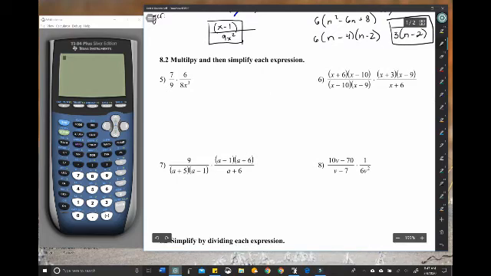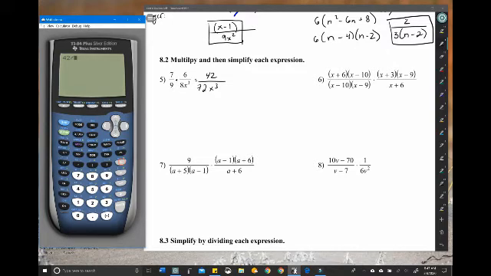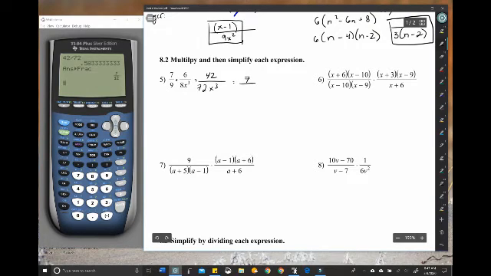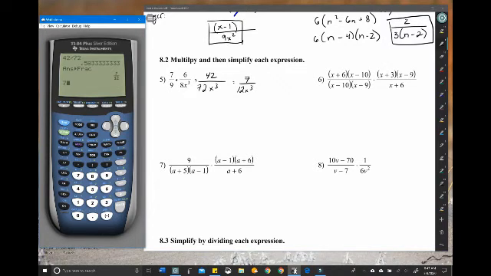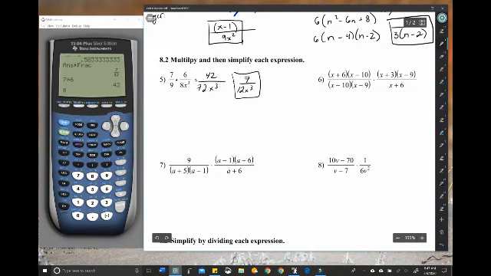Multiply and then simplify. 5, 6, and 7, 8. Multiply, then simplify. Okay, remember multiplying top to top. So 7 times 6, 42, all over 9 times 8, 72. X to the third. We'll just take care of 42 divided by 72 in the calculator. And that's 7 over 12, x to the third. Okay, that's really about it. Let me just double check. Yeah, okay. Multiply, then simplify.